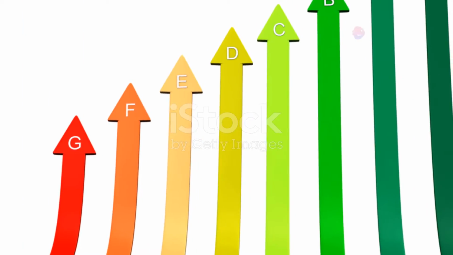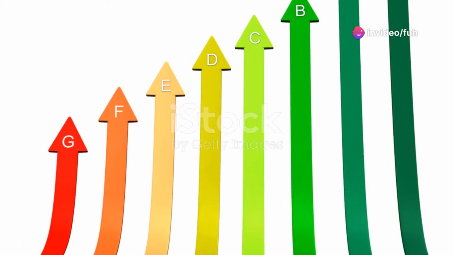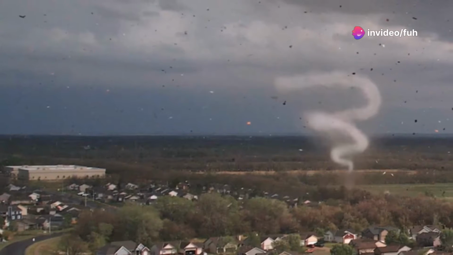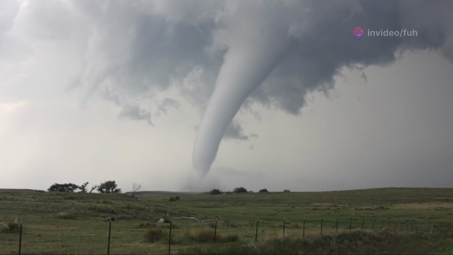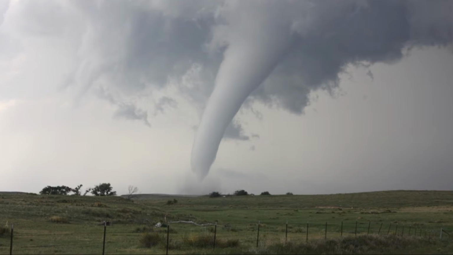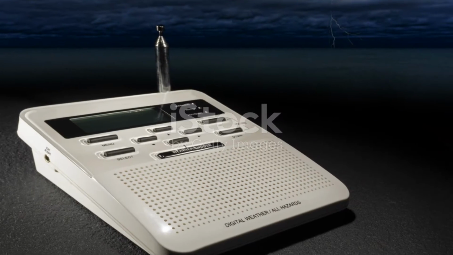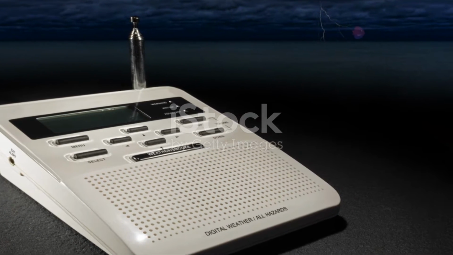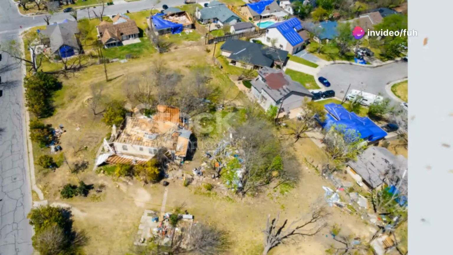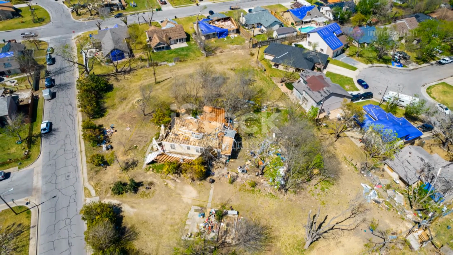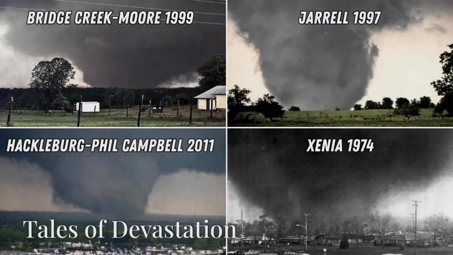The EF scale helps us understand the potential impact of a tornado. By categorizing the damage, we can better prepare and respond to these natural disasters. It's a crucial tool for meteorologists, first responders, and most importantly, for you at home. Understanding the scale can help you make informed decisions during severe weather. Knowing the difference between an EF1 and an EF4 could save your life. The more you know about the EF scale, the better you can protect yourself and your loved ones.